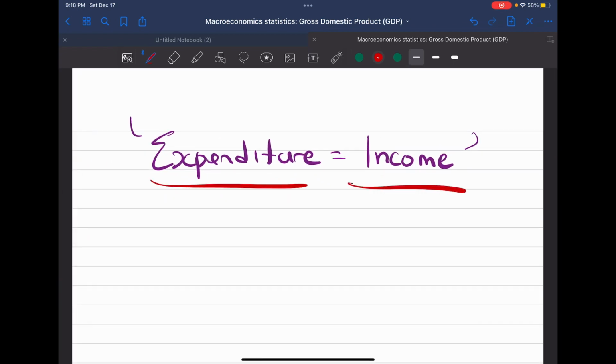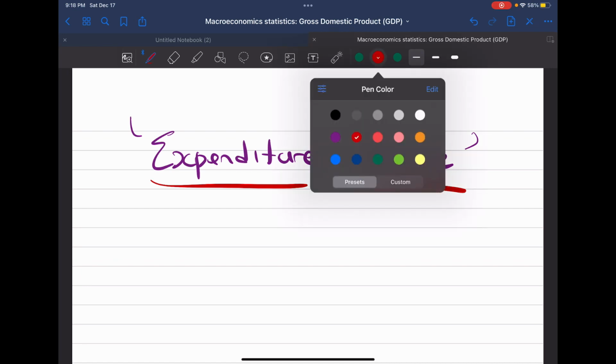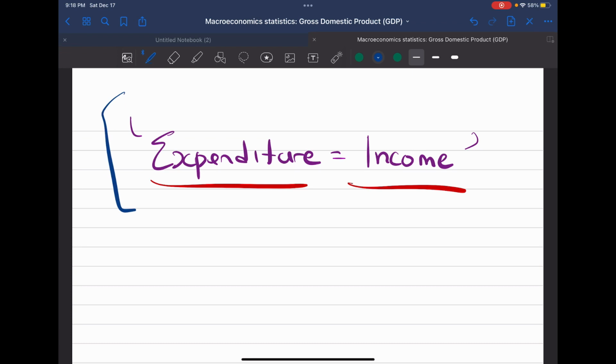And if you think about it, expenditure equals income. If you spend something, that becomes another person's income. That's simple basic logic. Everyone should know that. So hence, that's why the expenditure approach always equals the income approach, right?